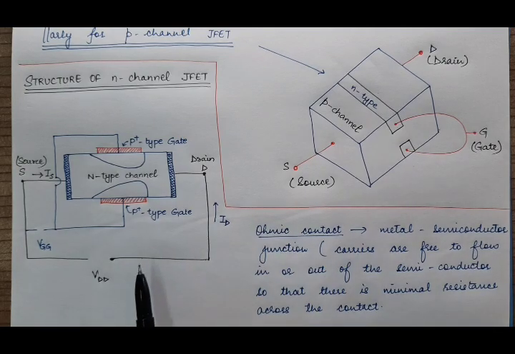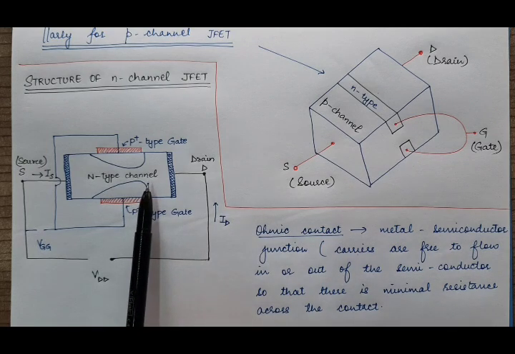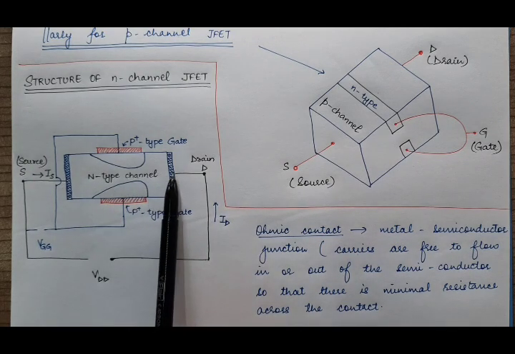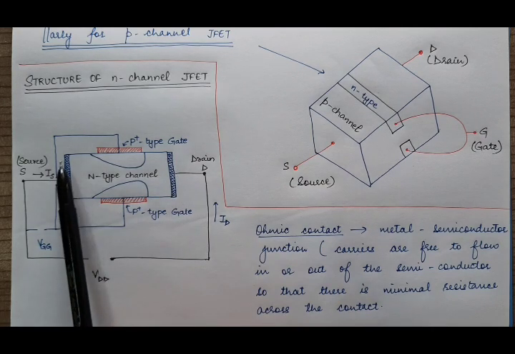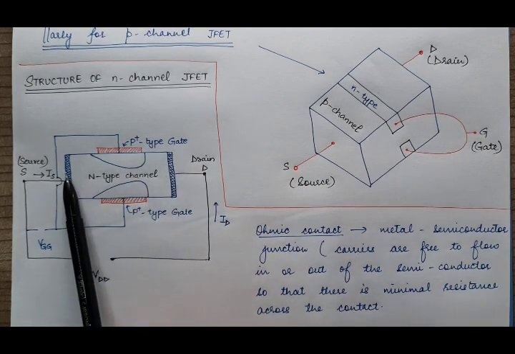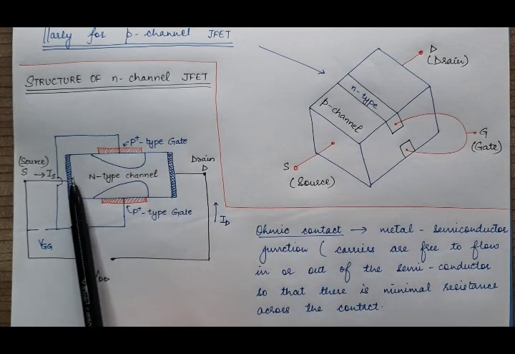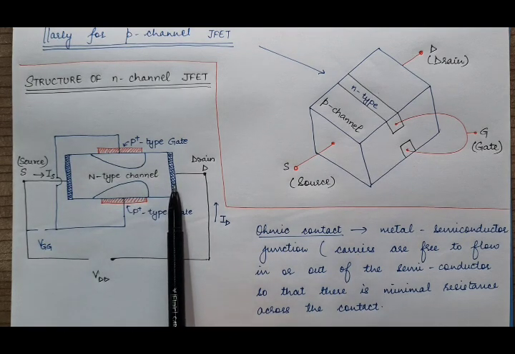So here we have a structure of n-channel JFET. This is an n-type semiconductor bar, or n-type channel, of the JFET, and these two are this portion and this portion. This is metallic, so this is a metal-semiconductor junction, and this is also a metal-semiconductor junction.